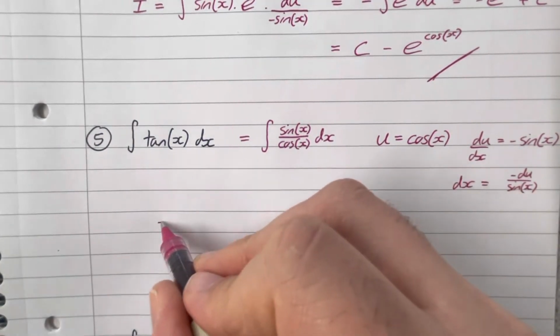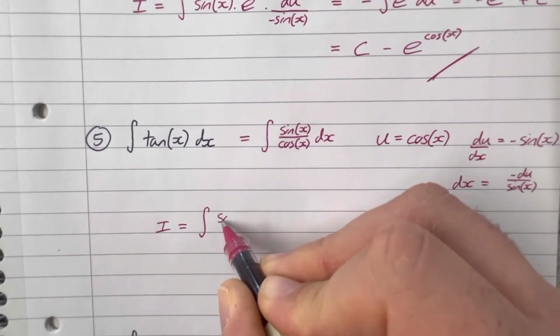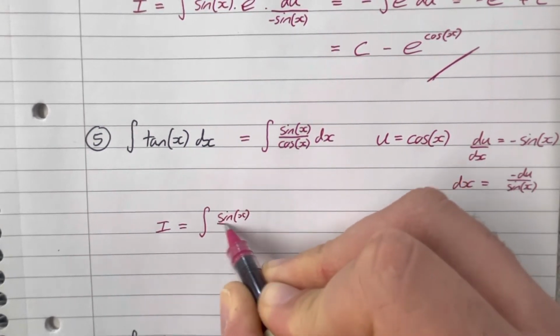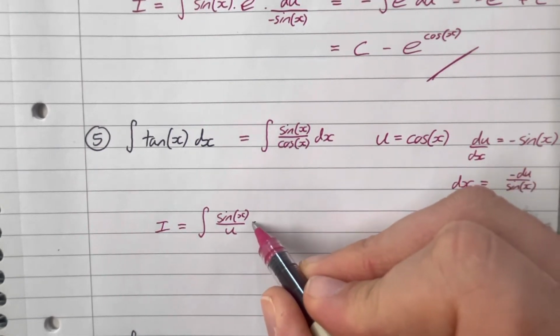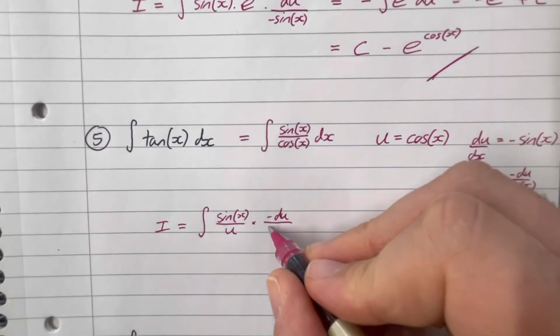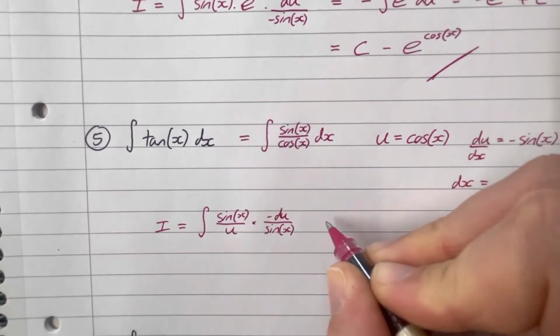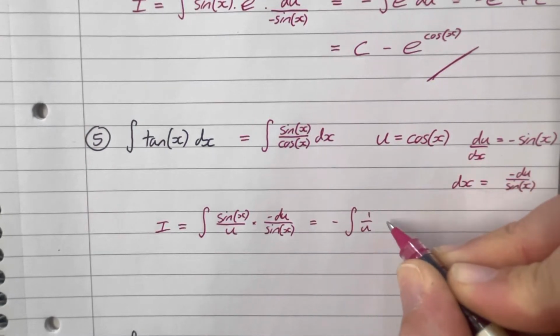So the integral is going to become the integral of sine of x divided by the cosine of x, which is my substitution, u, times negative du divided by sine of x, which is negative the integral of 1 over u du.